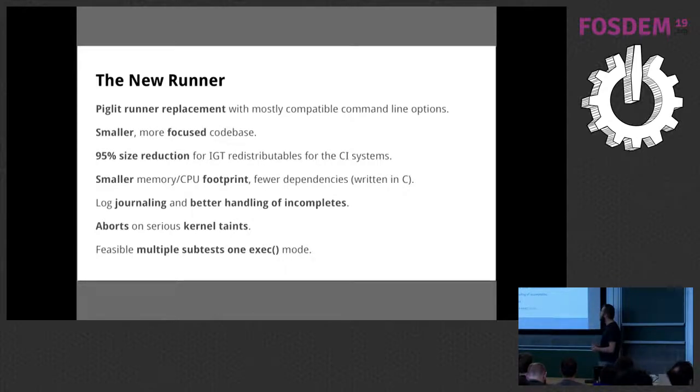So we tried to write something that is mostly compatible at the command line level and at the output level. It generates basically piglit-like JSONs, but it's much more focused, smaller and dedicated to IGT needs. Our redistributables that we use in our CI system have seen a 95% size reduction, which is nice and speeds up the execution.